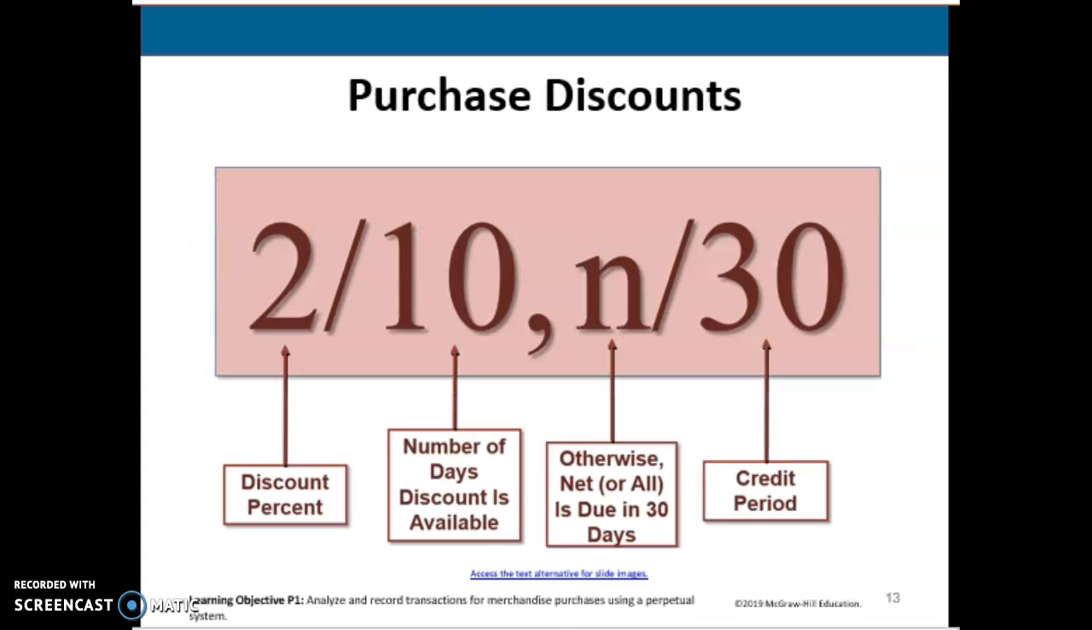All right, so let's talk about those purchase discounts and how those credit terms are laid out. So again, I said that if it said 2/10 net 30, that means you get a 2% discount if you pay within 10 days. 10 days is how long the discount is available. If not, the balance, the total, is due within 30 days. 30 days is the credit period.